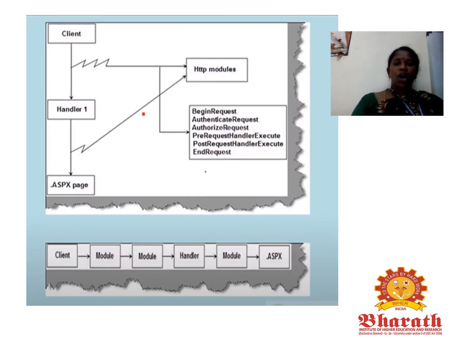Next, how is it sent? First the client goes to handler 1, the ASPX. In between, if any hackers try to hack that message, we can use the HTTP module, that is begin request, authentication request, authorization request, pre-request handler execute, and post request handler execute, end. So first the client goes through different types of modules, then the handler, again the module, and finally the ASPX.